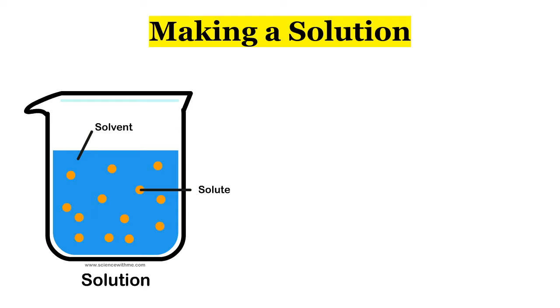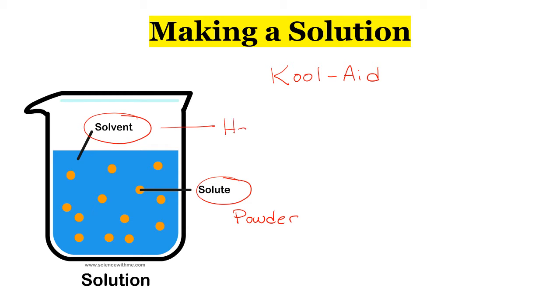In this lesson, we're going to be looking at making solutions. Let's quickly recap where we left off in our previous lesson. I gave the example of Kool-Aid. Kool-Aid is a drink we're all familiar with, and Kool-Aid is an example of a solution. We have our Kool-Aid powder, which is our solute, and we dissolve that powder in our solvent, which is water, H2O, and we end up with a solution.